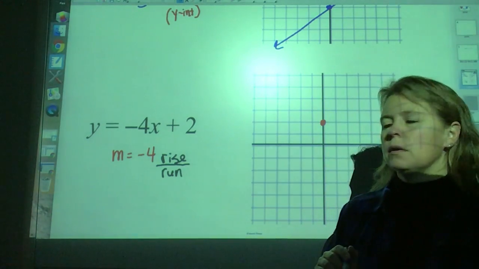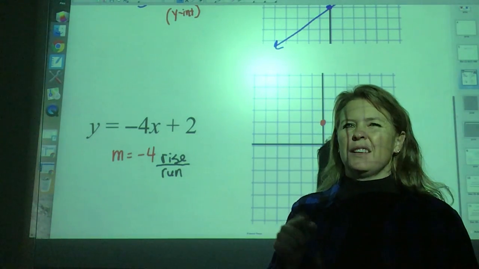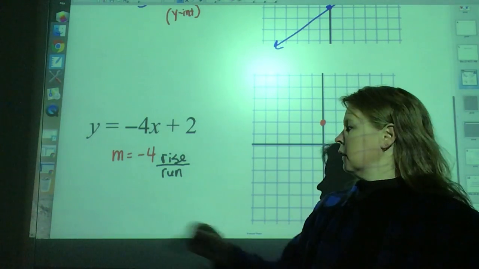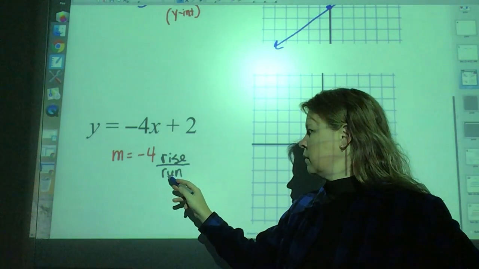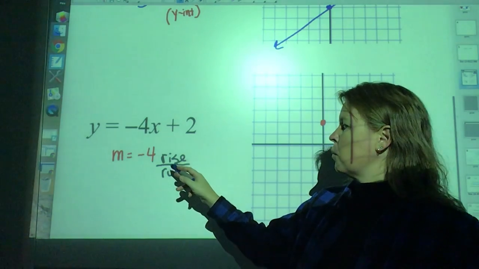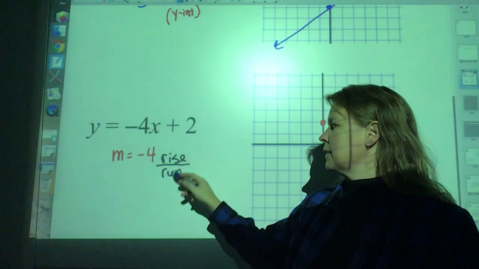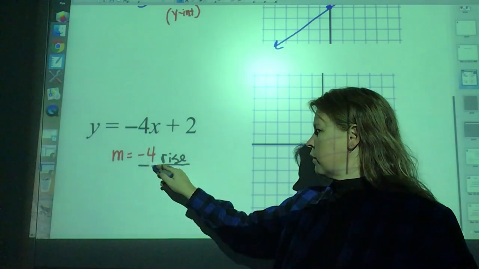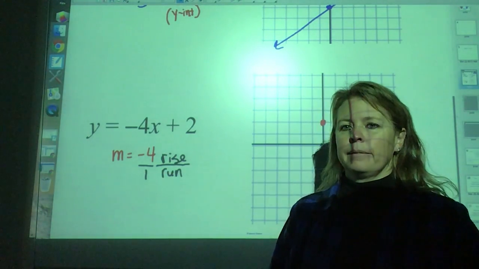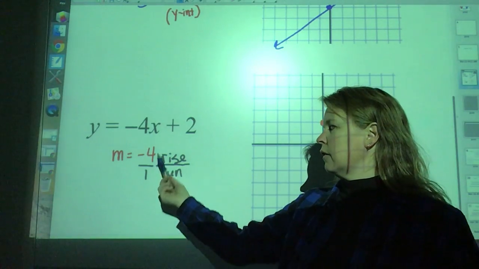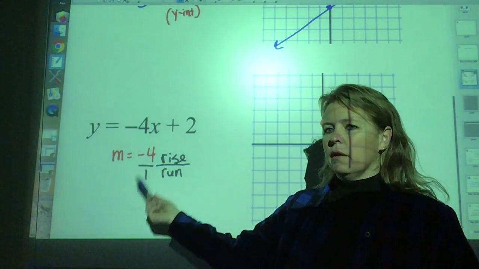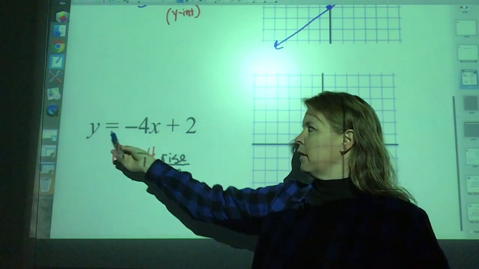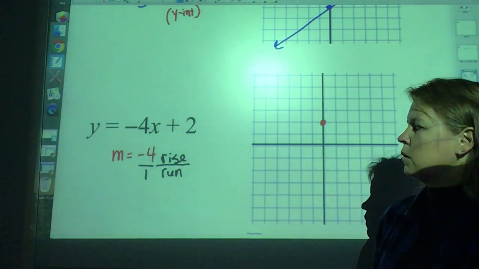Got another rhyme for you. Remember my other rhyme was, well, it kind of rhymed. If 0 is under the line, it's undefined. Here's my new rhyme for slope. If slope doesn't have a run, put it over 1. Because isn't -4 over 1 the same as -4? It's not reduced. It wasn't reduced. We didn't put it in the problem, but we do need it when we do the graph.